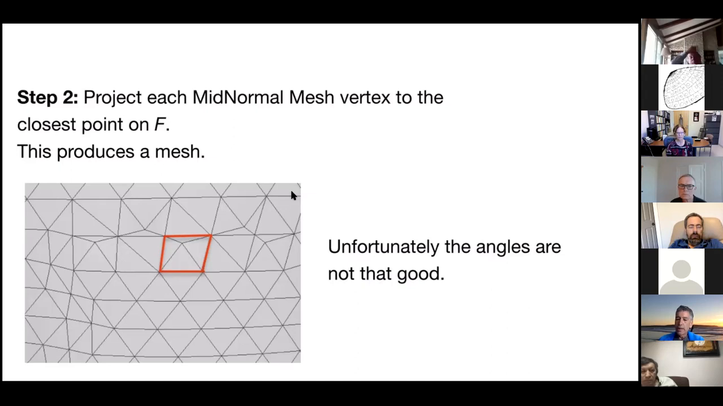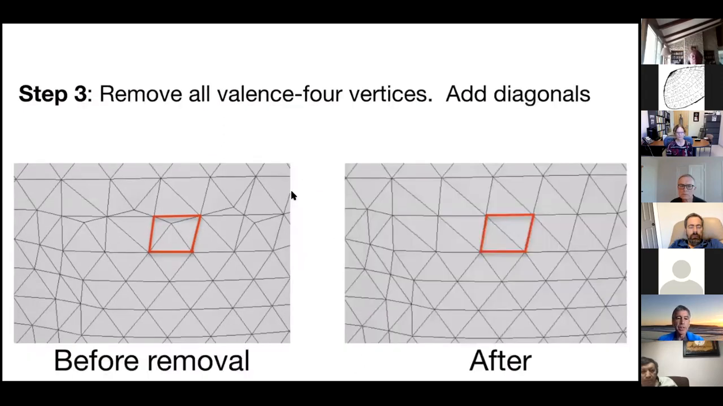So we add an additional step here. Whenever we see a vertex of valence 4, we remove it and replace it. So now we have a quadrilateral, and now we add a diagonal. I've done that to all the valence 4 vertices. They have been removed at the left and replaced by quadrilaterals with an added diagonal. And now you'll see that all the angles look good.